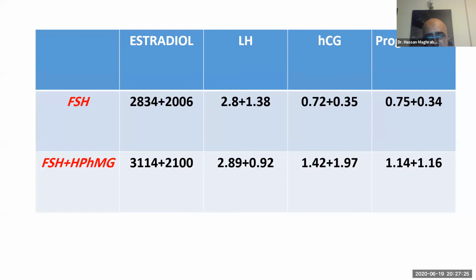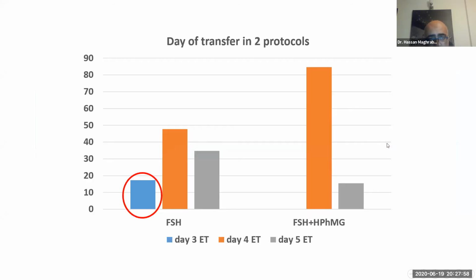The striking fact was that estradiol in those women with long agonist protocol, young age and normal responders was really low in both arms. It was 2,800 in FSH alone, and 3,000 in the FSH and highly purified HMG arm. LH did not rise till the end of folliculogenesis. HCG did not accumulate in both protocols, and progesterone was low in both protocols.